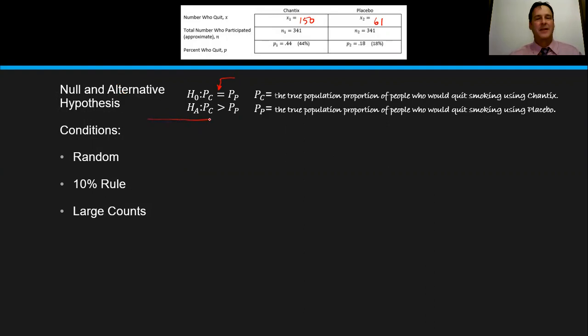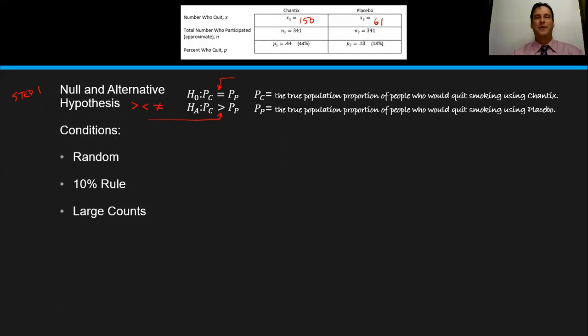And again, in your alternative, you'll either have a greater than sign, a less than sign, or a not equal to. So nothing has changed there. All right, so step one is done. Now we'll move on to step two, which is conditions. Do we have conditions? We do.